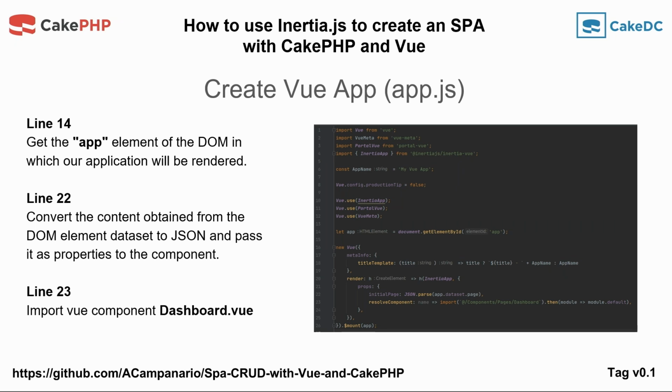The file app.js is very simple. The objective of this file, app.js, is to dispatch actions. The app renders a component with the same name of the action and controller, and passes variable values as properties to the view component. Only 3 points to be highlighted on this slide. Line 14, get the app element of the DOM in which our application will render. Line 22, convert the content obtained from the DOM element dataset to JSON, and pass it as properties to the component. Line 23, import the component. In this case, the first component is Dashboard.vue.